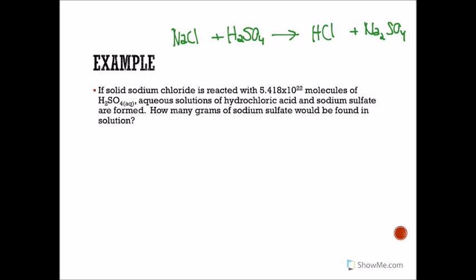Then we need to balance this chemical reaction. We have 2 sodiums, we'll need 2 sodiums, and then we have 2 chlorines, we need 2 chlorines, and it looks like it's balanced. We then need to write our knowns and our unknowns. We have 5.418 times 10 to the 22 molecules. And when we have molecules, we know we're going to need to use Avogadro's number. And then our question's asking how many grams of sodium sulfate would be found in solution.